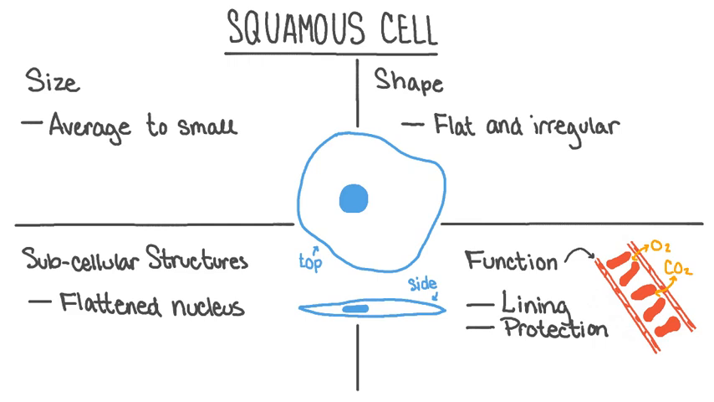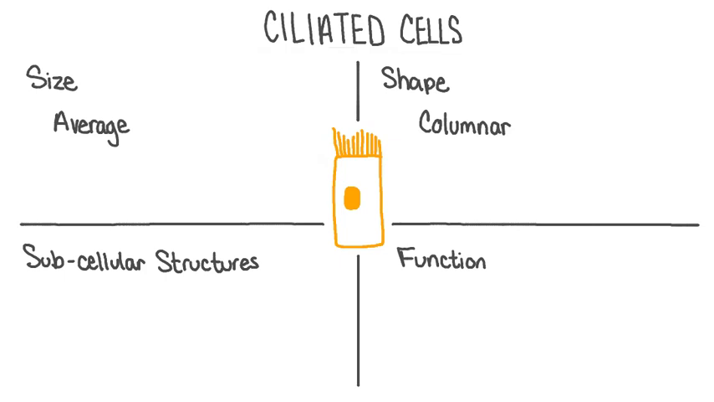Next, let's look at another type of epithelial cell. Epithelial cells serve the function of lining certain parts of our body, and ciliated cells are a specialized type of epithelial cell.